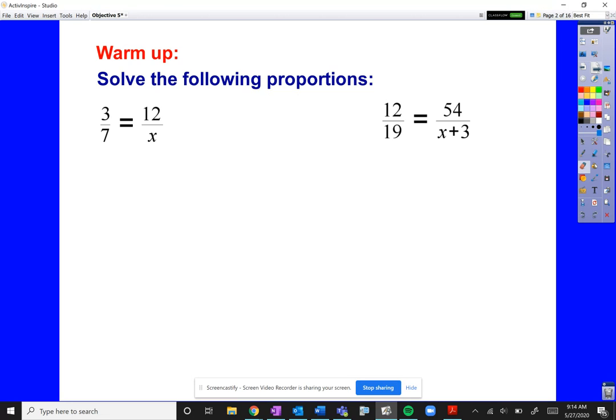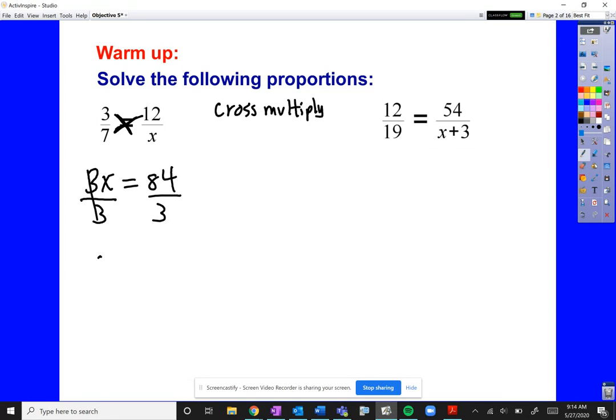So let's just follow through on a couple proportions here. Let's do a little warming up with these. Let's get our pen going. All right, so we know that our strategy, we can always cross multiply. So we're going to cross. 3 times x is 3x. 7 times 12 is 84. Solve for x. X is 28.